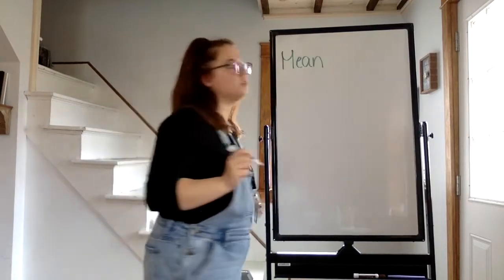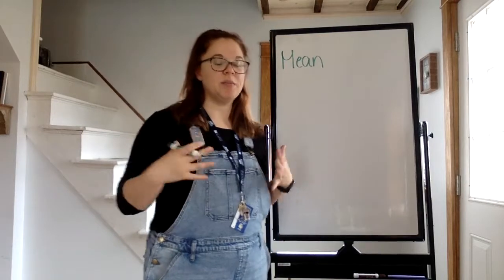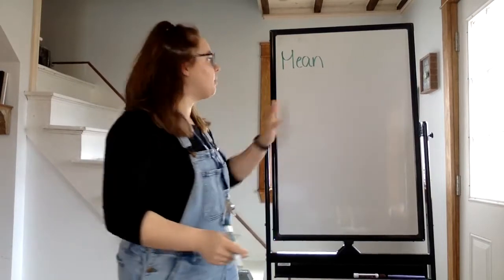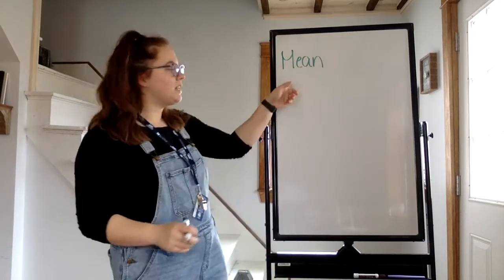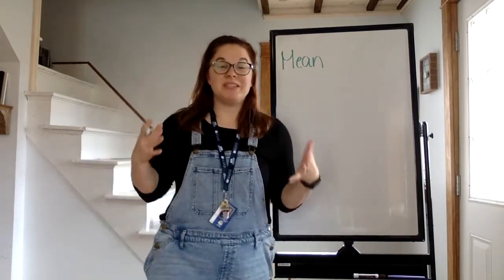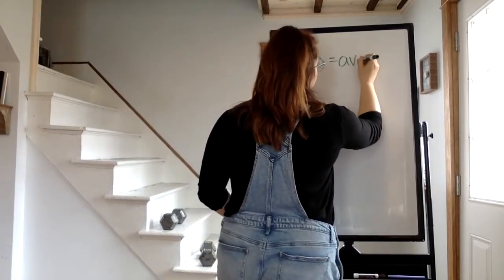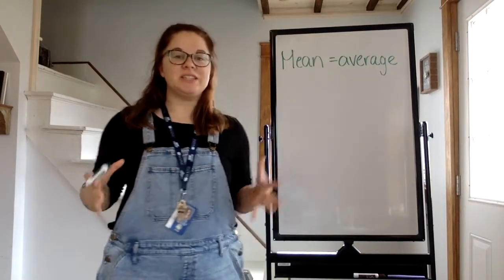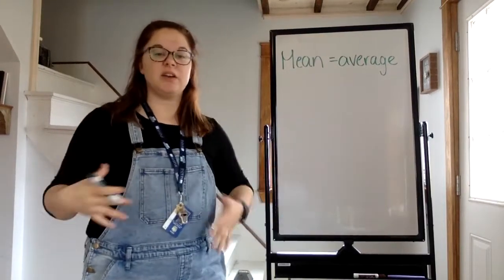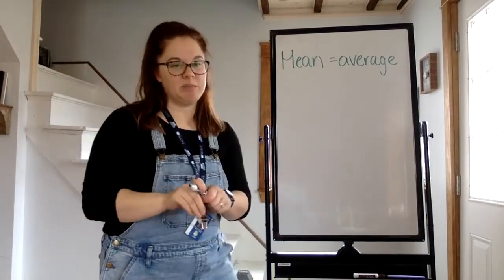The first one is the word mean. When I say mean, I'm not talking about being unkind. I'm talking about a way to talk about a set of numbers. So the mean is the average. When I say average, what I mean is it's the sum of all of the numbers divided by the number of values there are. We'll get on to an example of how to calculate mean.